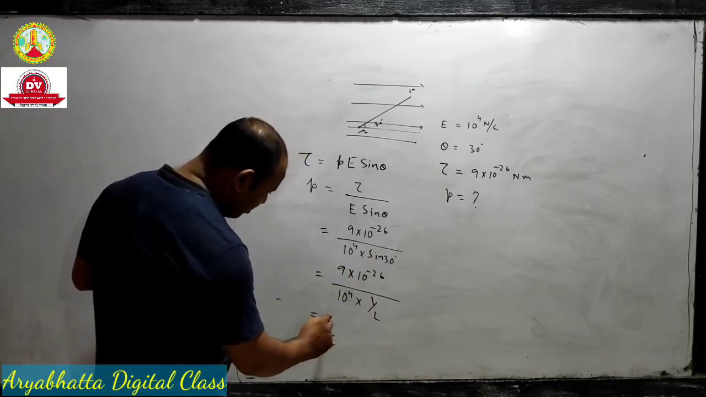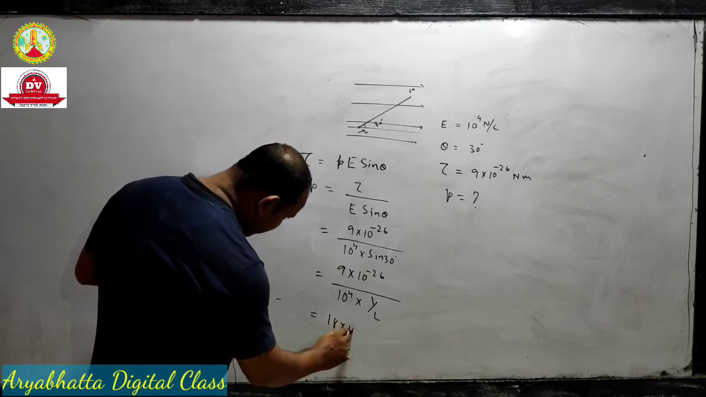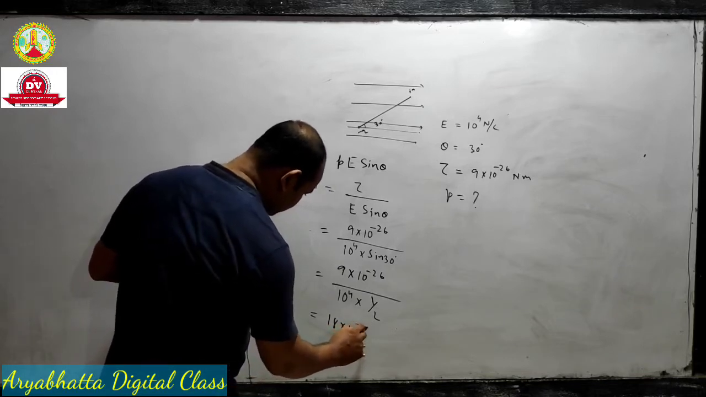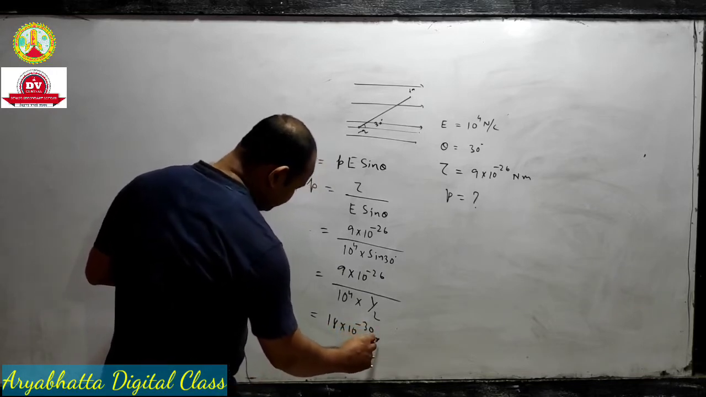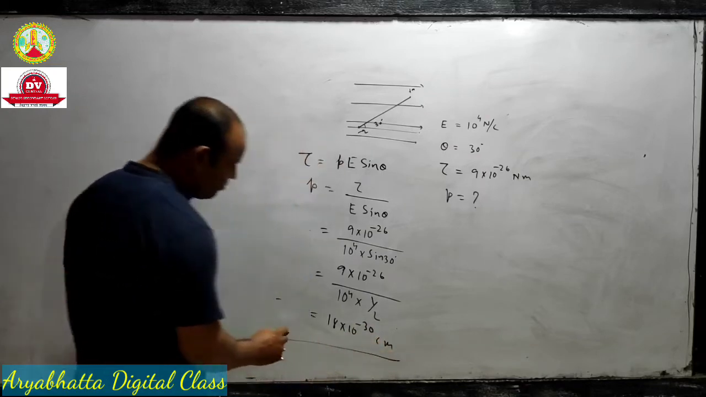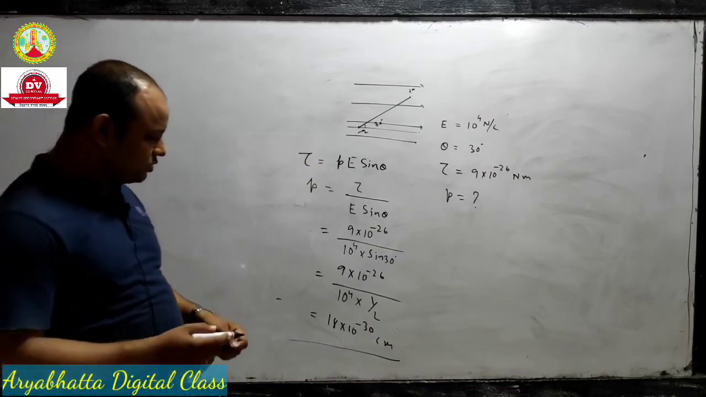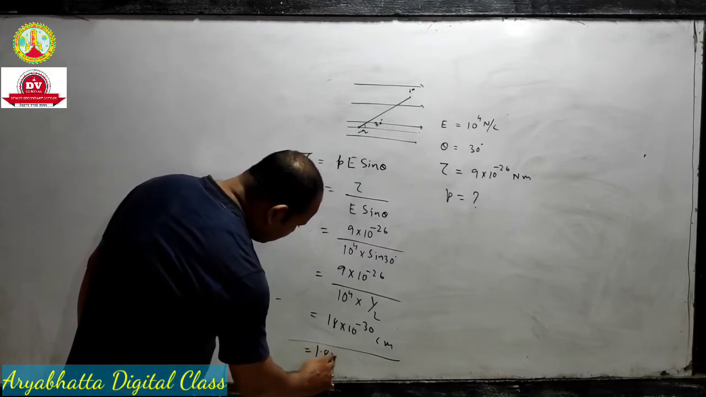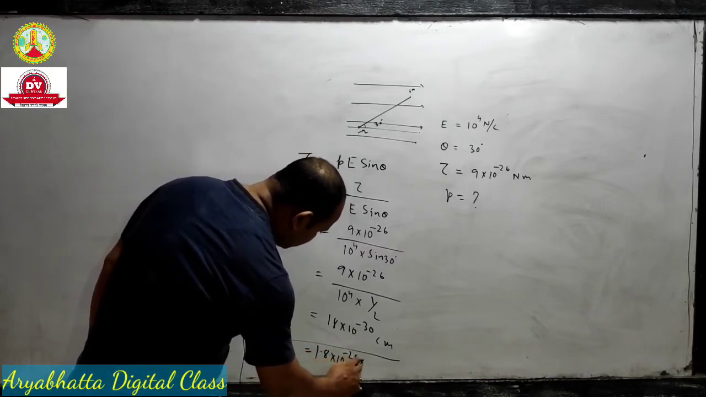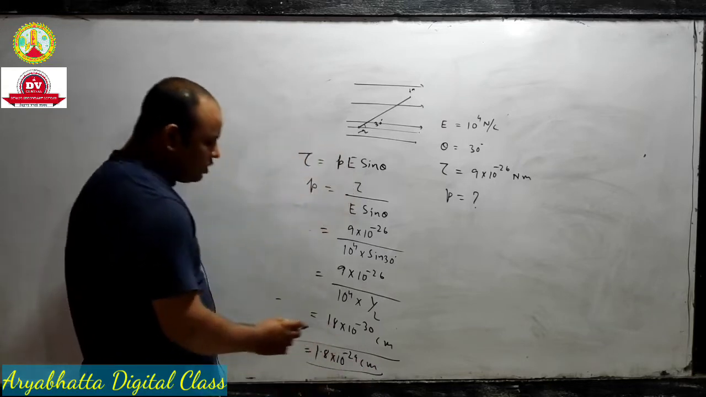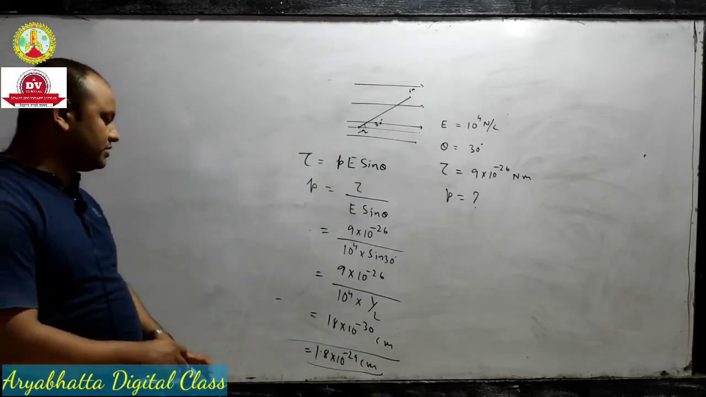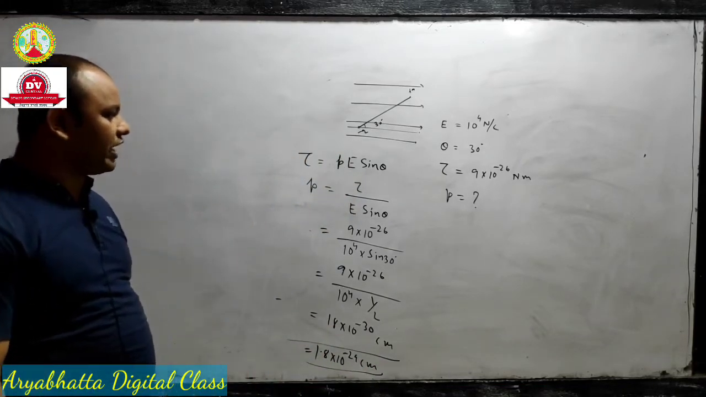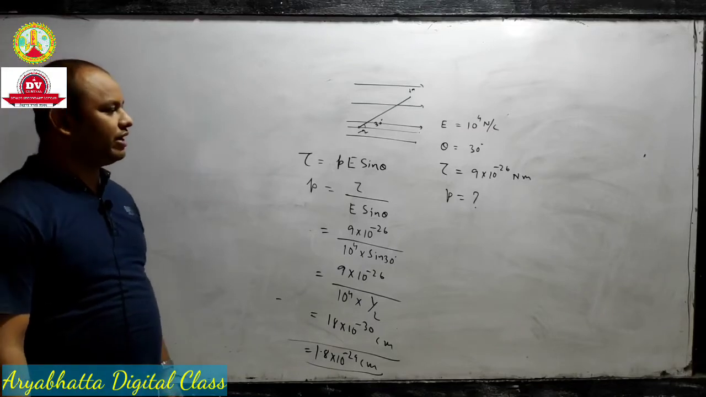So it will be 18 into 10 to the power minus 30 Coulomb meter, or you can write it as 1.8 into 10 to the power minus 29 Coulomb meter. This is the value of the electric dipole moment. It is very simple.